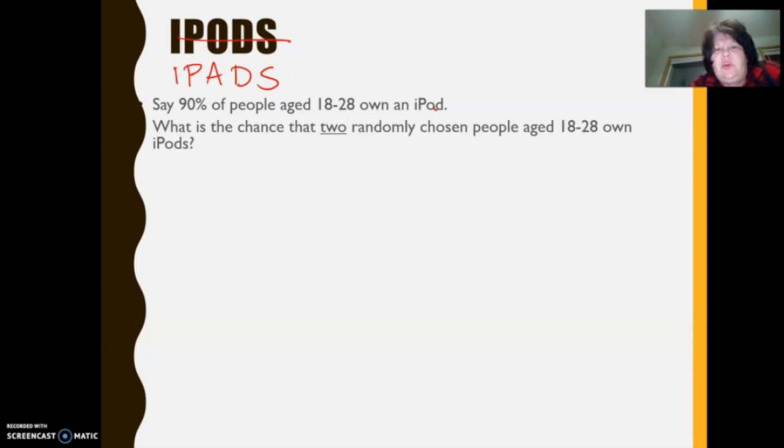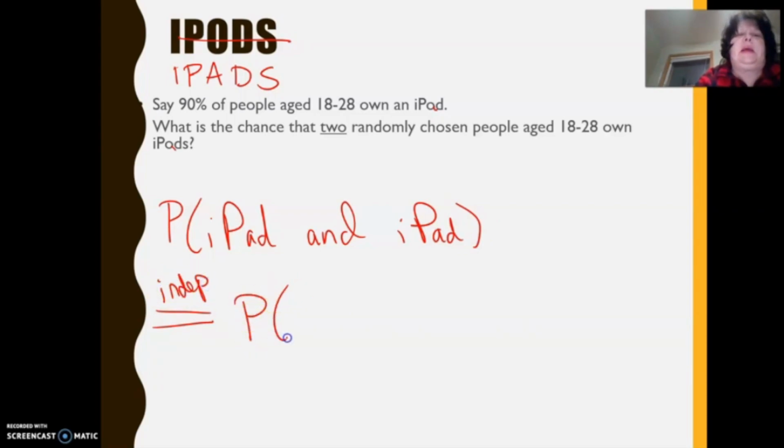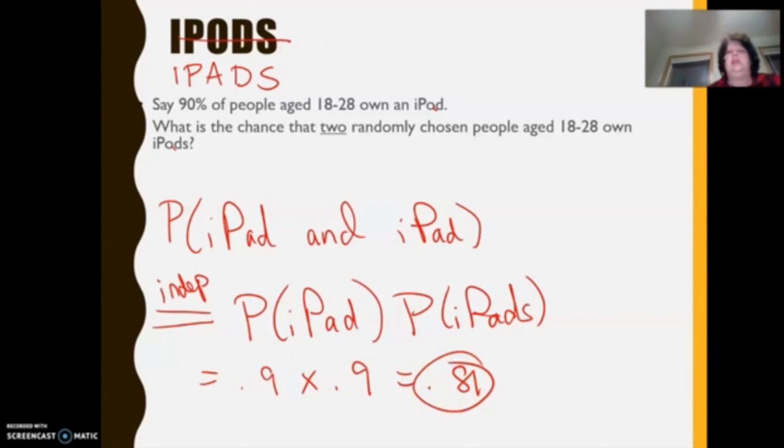What is the chance that two randomly chosen people in this age group own an iPad? So this would be the probability of iPad and iPad. There's two of them, right? Because they're independent, it's the exact same probability by itself twice. You can break it up into individual probabilities. Don't need any conditionals. So this would be 0.9 times 0.9 is 81%. And you probably knew that before you started this class.